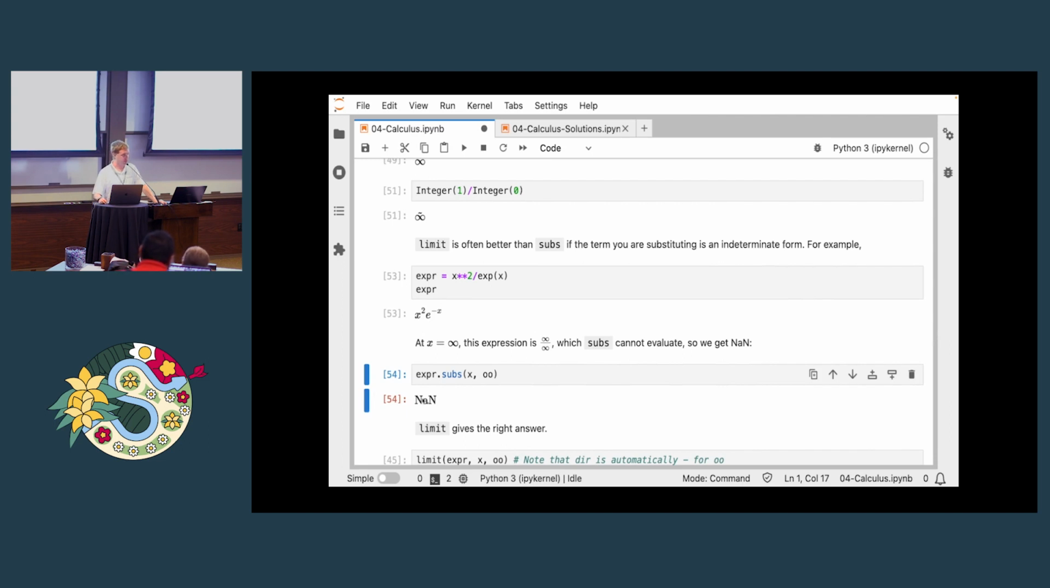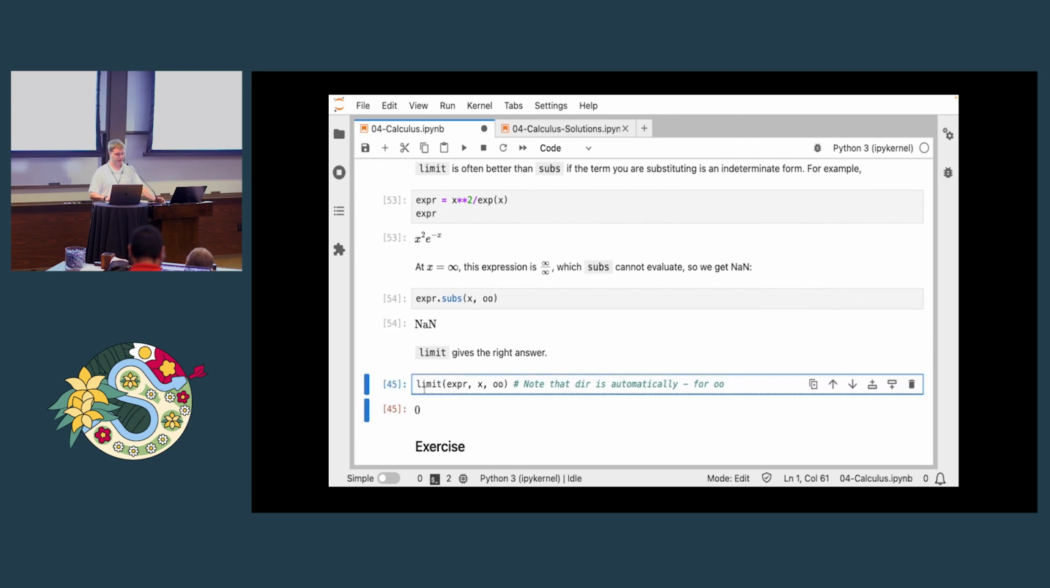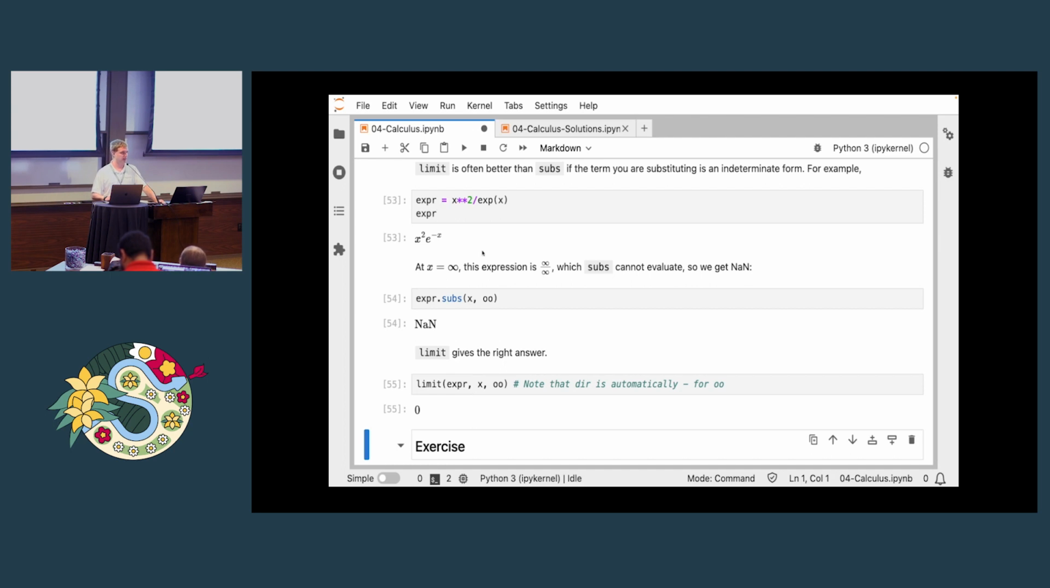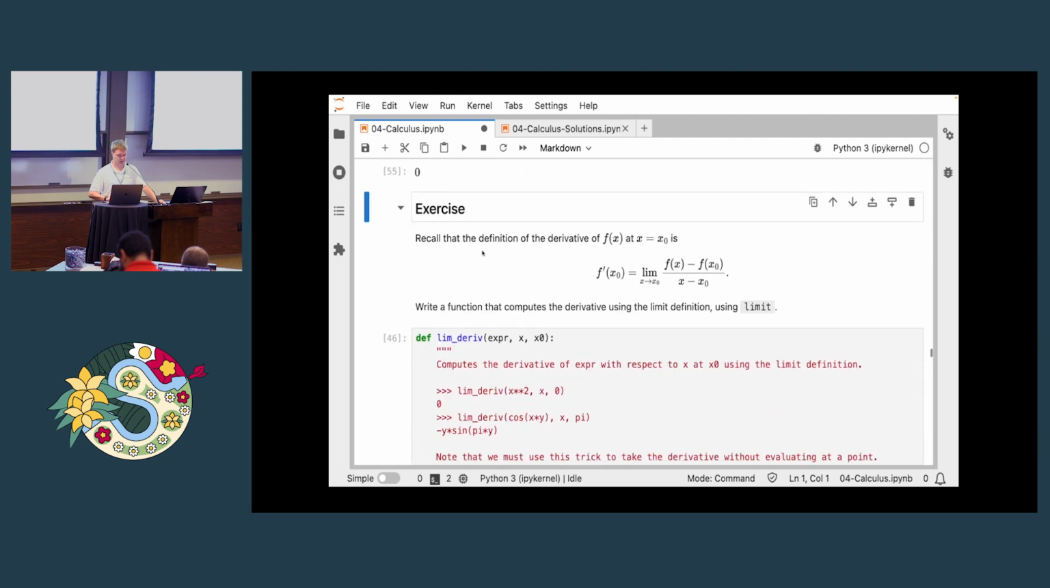If you ever see this nan object in SymPy, it means that you probably evaluated something somewhere where there's a singularity, and you need to use a limit or something to be more precise about it. So if instead we use the limit function to take the limit as x approaches infinity, we'll get the answer we expect. And this doesn't necessarily just happen at infinity. For other kinds of expressions, it could happen at any number. So, something to be aware of.